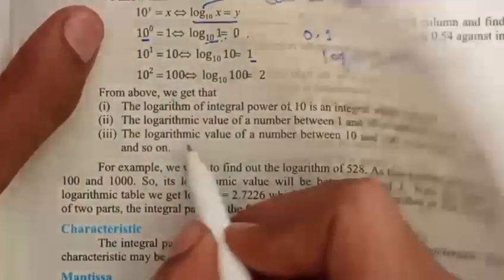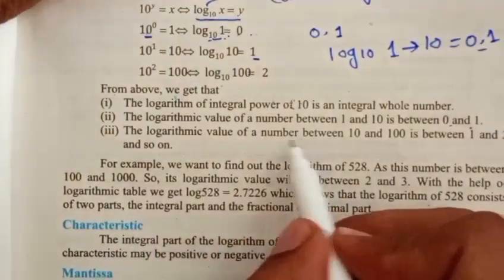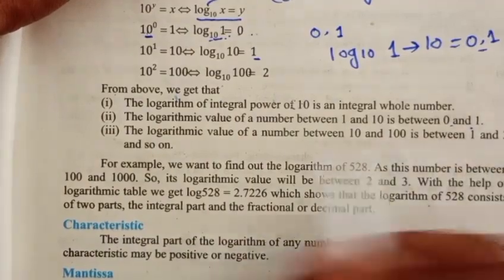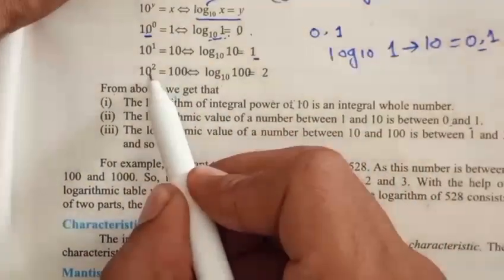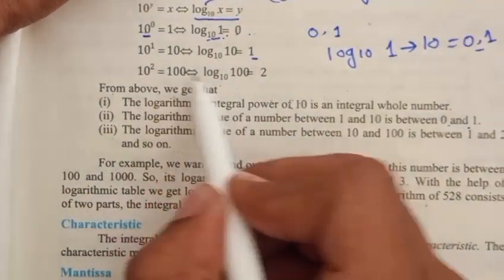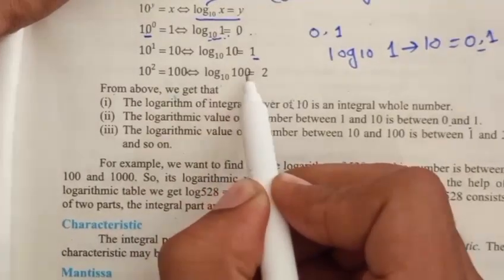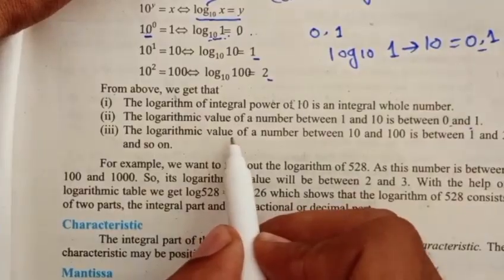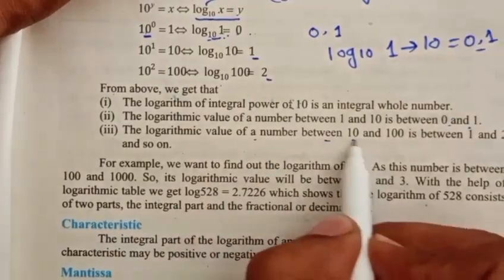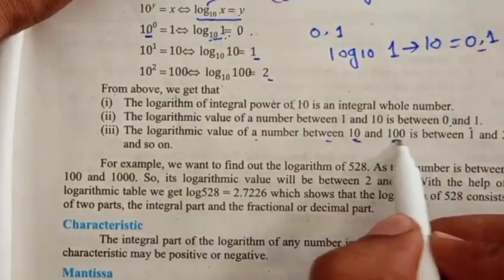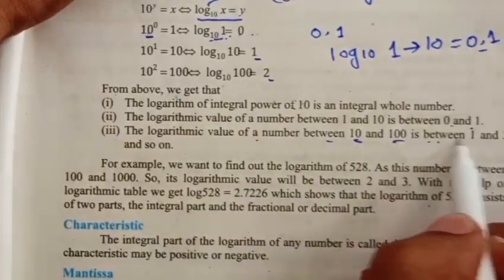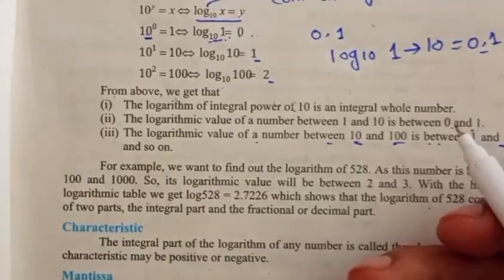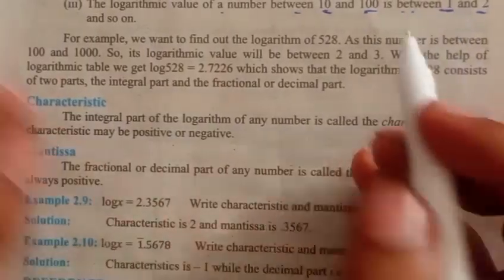Okay, so come to the next. The logarithmic value of a number between 10 and 100 is between 1 and 2. Means 10 power 2 is equal to 100, so log base 10 of 100 is equal to 2. If the number is between 10 and 100, then the power is between 1 and 2. Okay, see the example here.